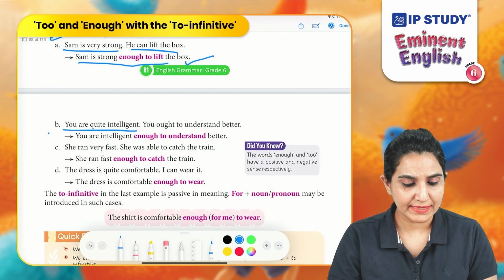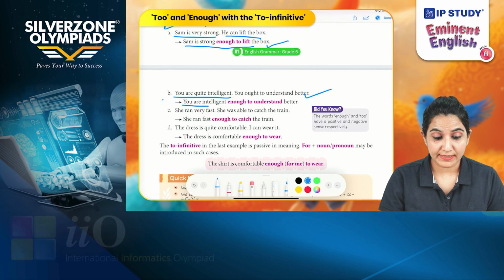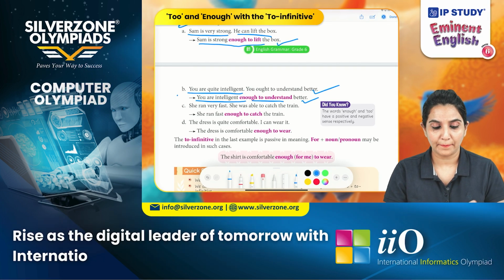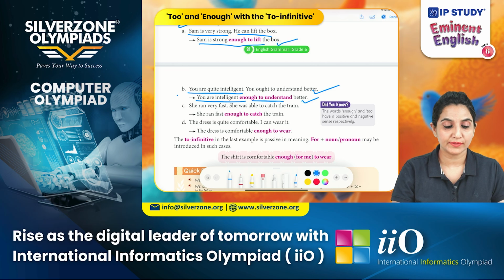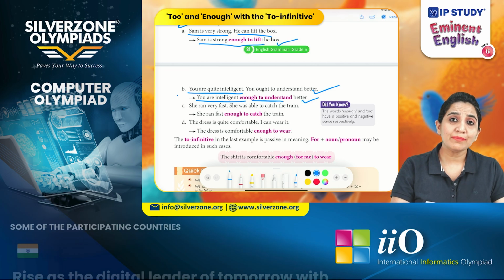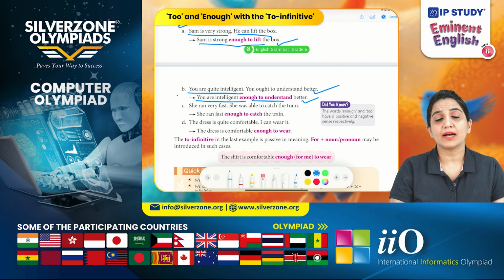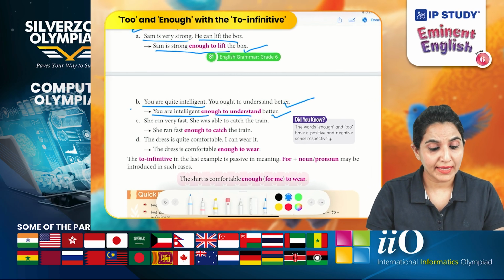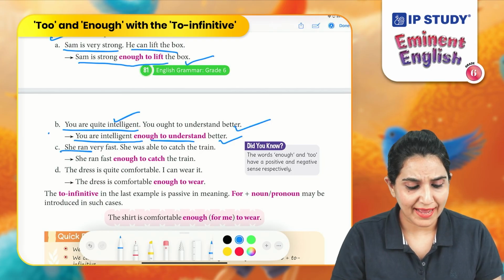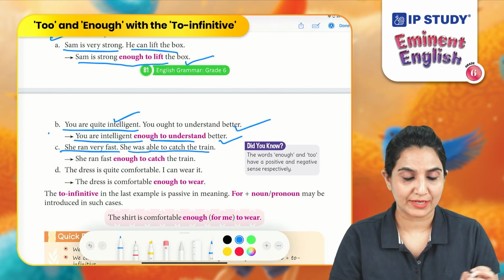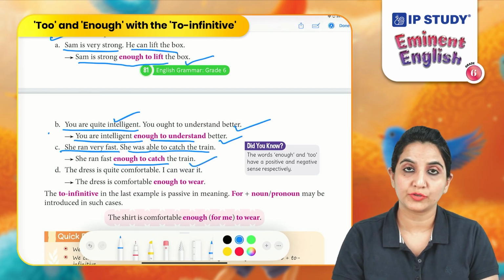You are quite intelligent. You ought to understand better. You are intelligent enough to understand better. So again, both of the sentences are in a positive sense. And same as we were doing in two sentences, we will identify the adjective in the first sentence itself. She ran very fast. She was able to catch the train. She was fast enough to catch the train.